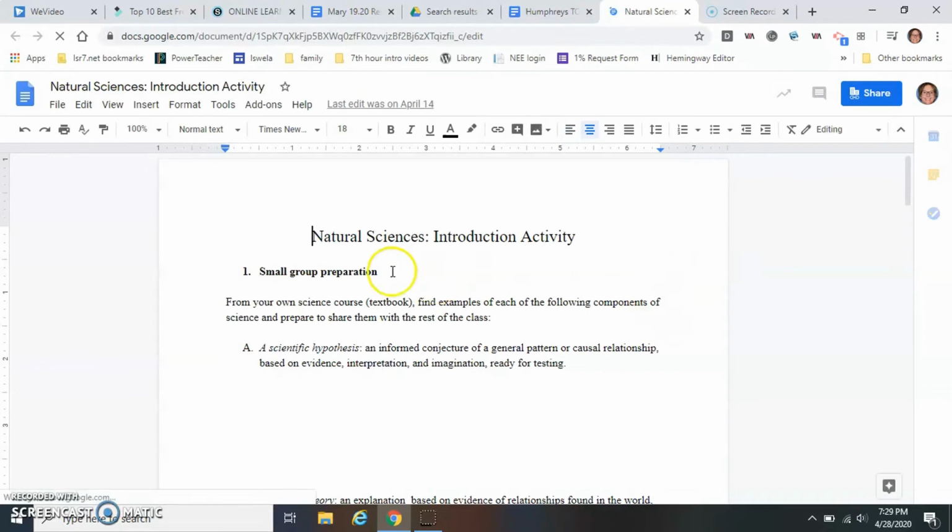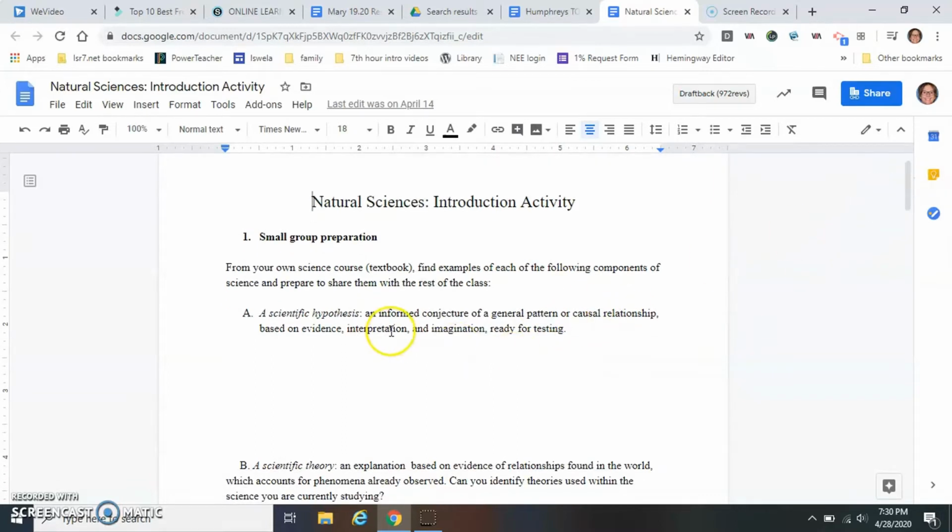It says small group preparation, but in our case, with our online learning, I'm going to have you do it on your own. It says from your own science course, meaning your textbook, find examples of each of the following components of science and prepare to share them with the rest of the class. And then it's just got certain things.